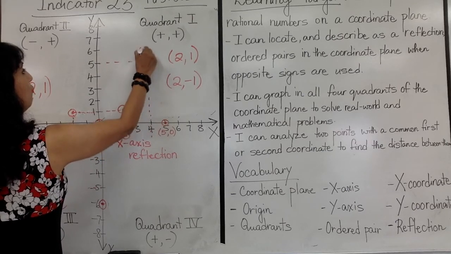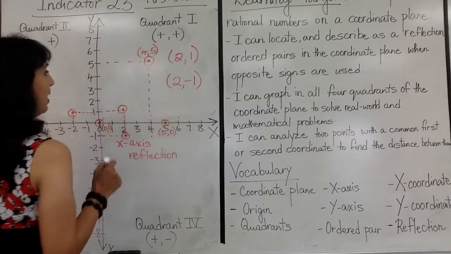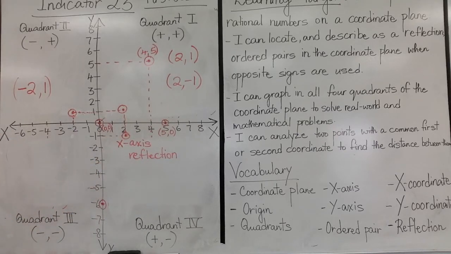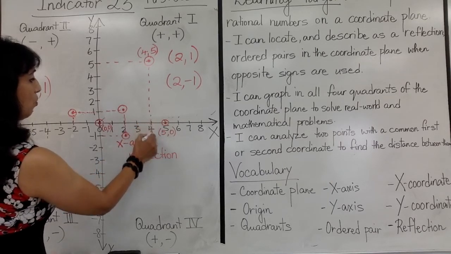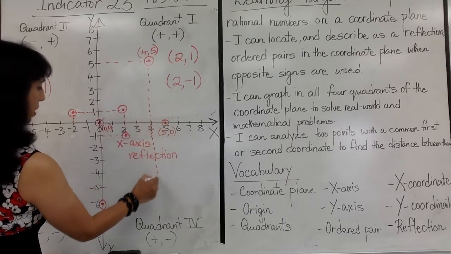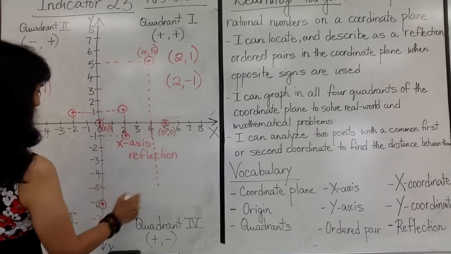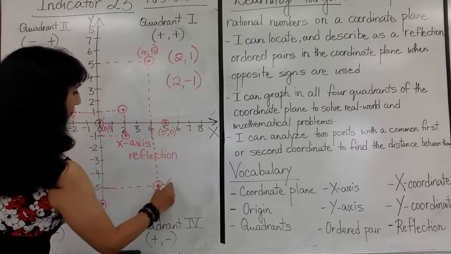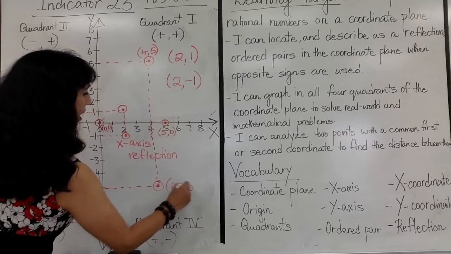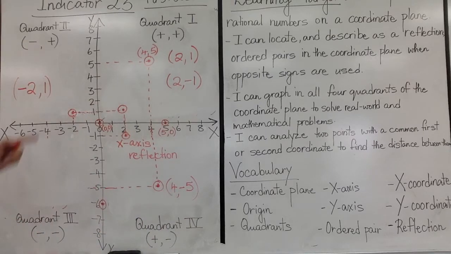Okay, so this is my 4, 5, and I say reflect it on the x-axis. So remember, if I'm reflecting on the x-axis, it's still going to be 4. My x is going to stay the same. It's just the y that will change. So I'm going to go here and the same distance, which is 5 units. So this is going to be 4, -5.